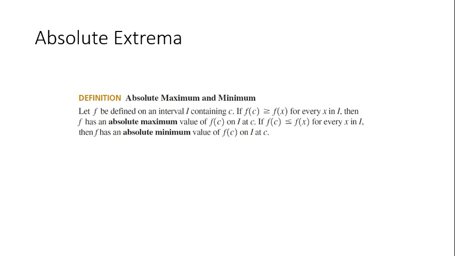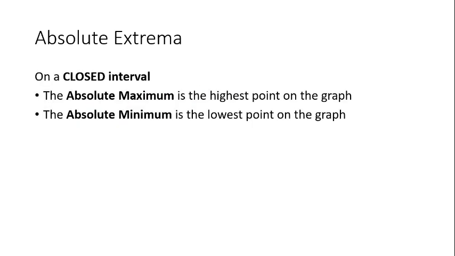Now, we're going to be focusing first on what is called absolute extrema. Extrema is an umbrella term for absolute maximums and absolute minimums. And really, this is the technical definition for absolute maximums and absolute minimums, but in essence, on a closed interval, which is a piece of a graph, meaning it has an endpoint on one end and an endpoint on the other, the absolute maximum is the highest point on the graph. So the absolute maximum would have the biggest y-coordinate of all of the points on that particular closed interval.